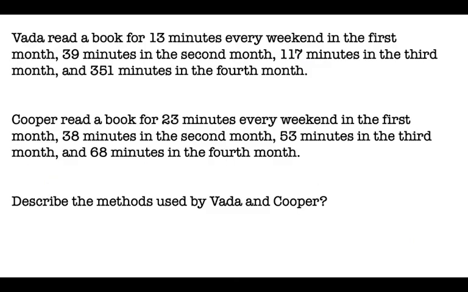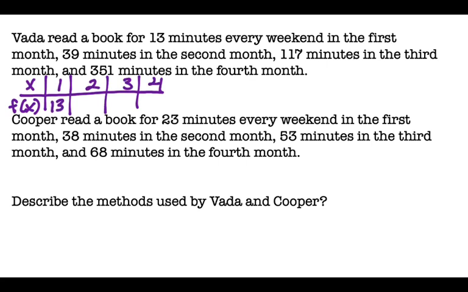We have Veda read a book for 13 minutes every weekend in the first month, 39 minutes in the second, 117 in the third, and 351 in the fourth. So that sounds like a table problem, so I'm going to set up a table. Label it 1 through 4 for the weeks and how many minutes she read for each one: 13, 39, 117, 351. So I need to figure out if this is arithmetic or geometric.